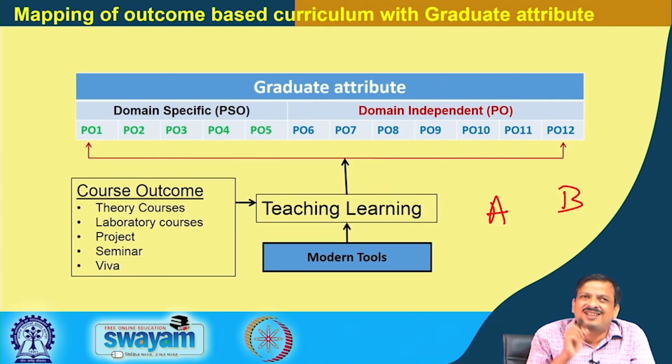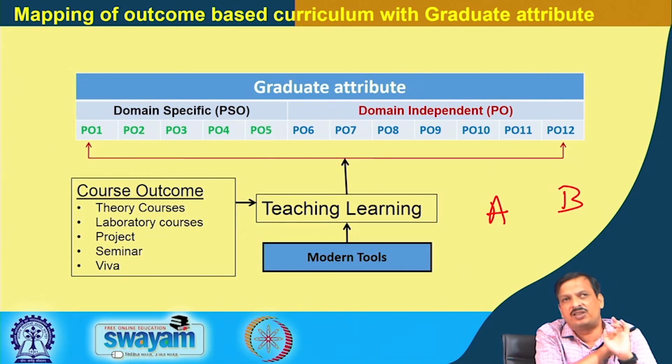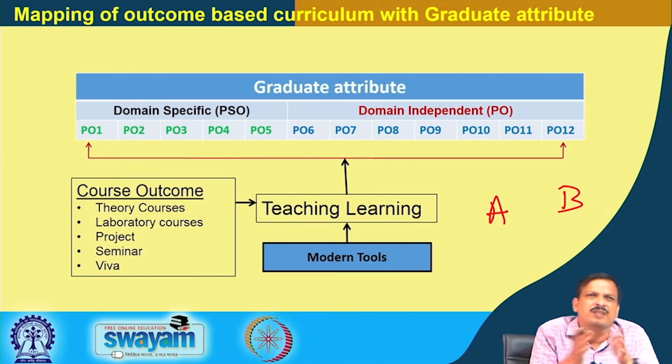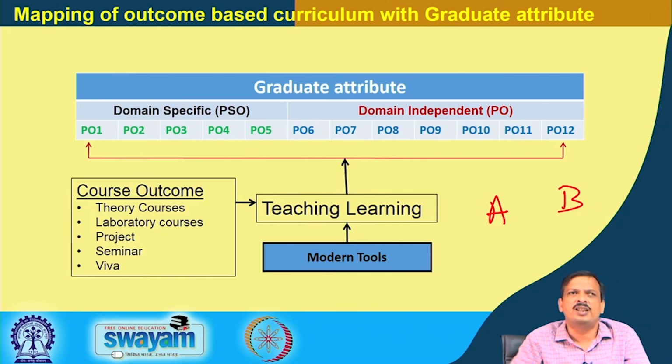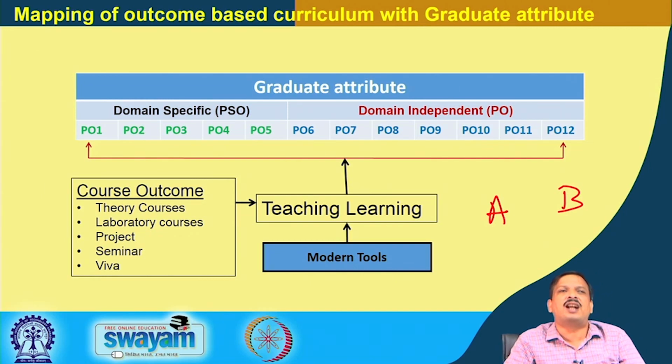Okay? So, that is called PSO, domain specific and domain independent, but 5 dimensions: solving ability, analyzing ability, testing ability, design ability, simulation ability, synthesis ability, okay? Or creation. People say creation, but I say synthesis ability. Okay? Now, mapping of outcome based curricula with graduate attributes.